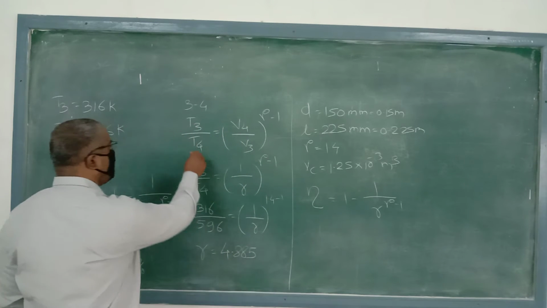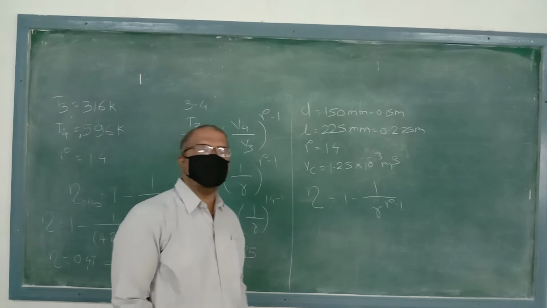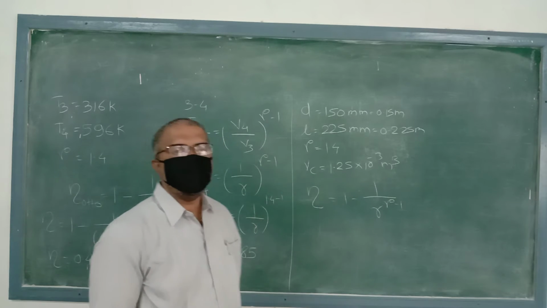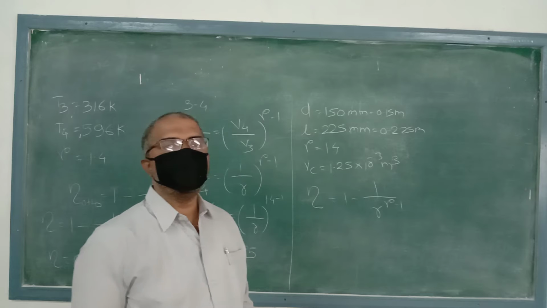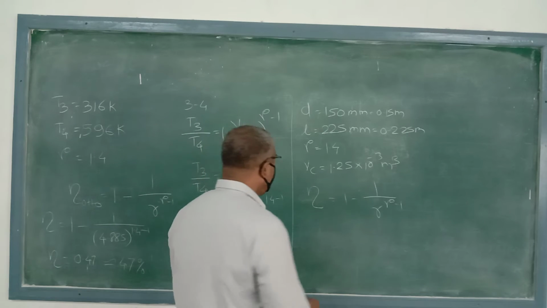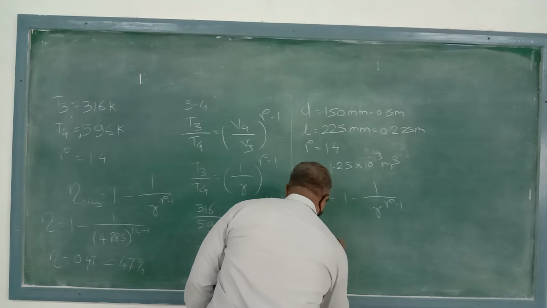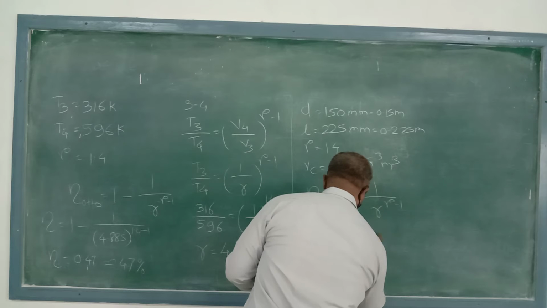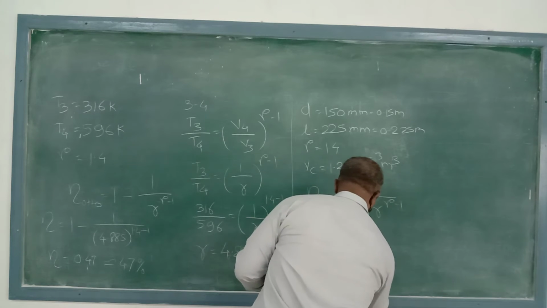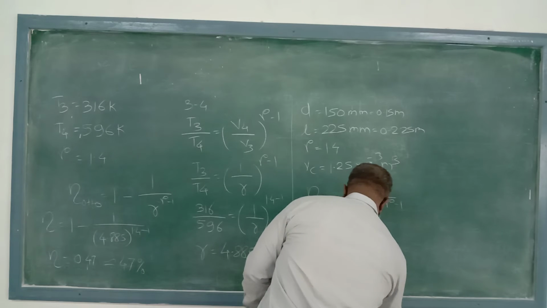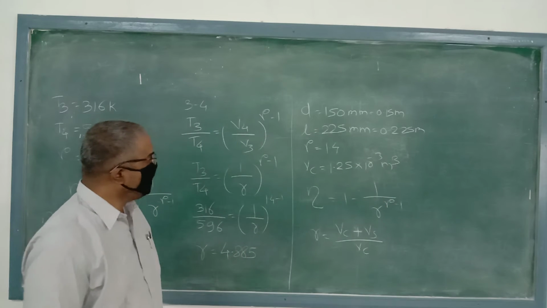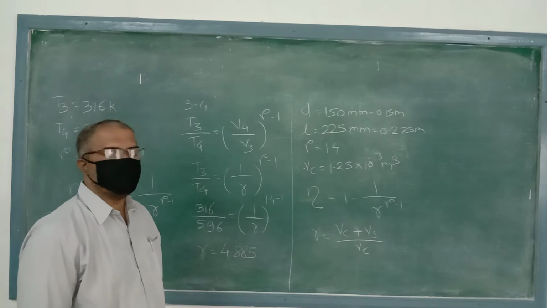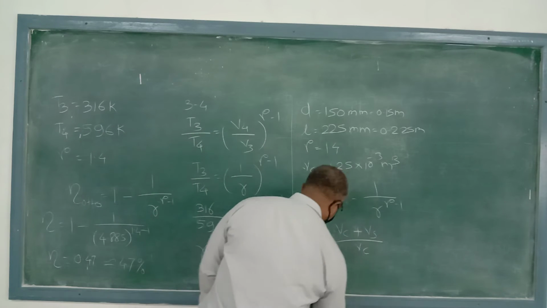In the previous case we have taken the temperature volume relation, but in this problem we are calculating r by taking the ratios of volumes. So we know that the compression ratio r is equal to Vc plus Vs upon Vc. Clearance volume they have mentioned in this given data. We just have to find Vs.